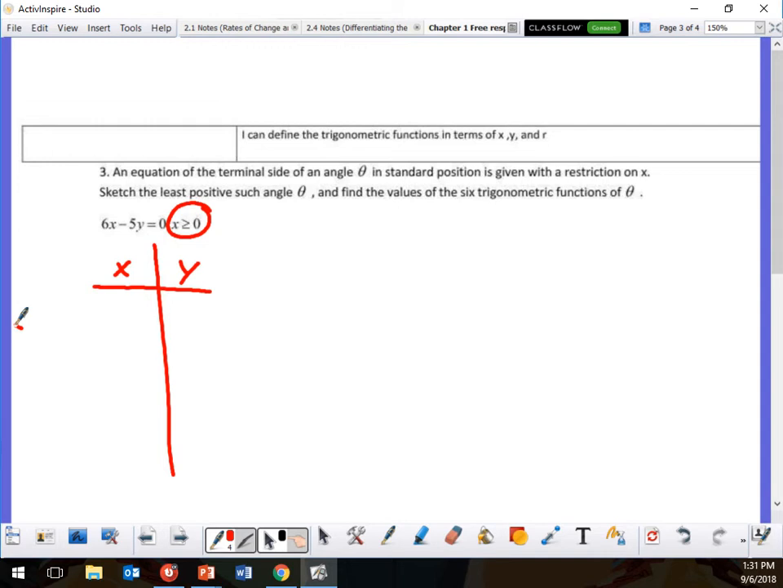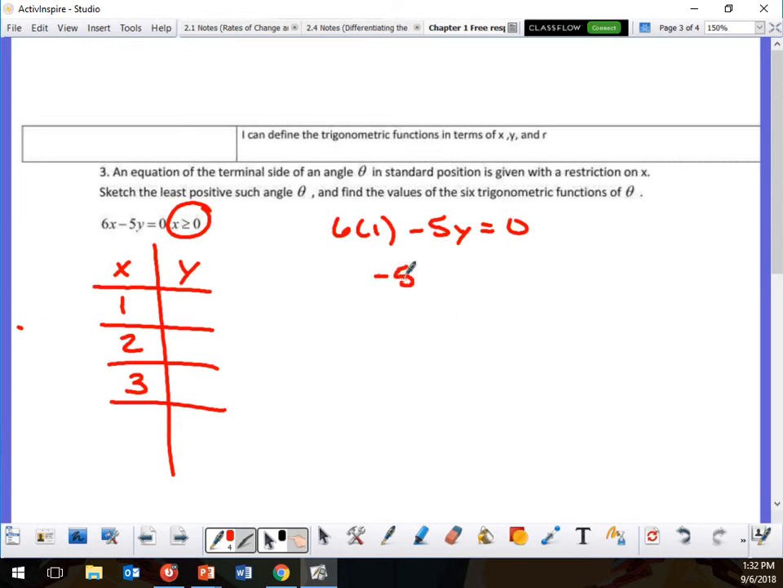So now, 1, 2, and 3. You want to do 1, 2, and 3? Okay. So if I plug in 1 for x, so 6 times 1 minus 5y equals 0. So this is 6, right? I'll move 6 to the other side, so it's negative 5y is equal to negative 6. So y is equal to a positive 6 over 5. Did that work? No. Okay, what do I have to get here? Integers, which means no fractions, no decimals.